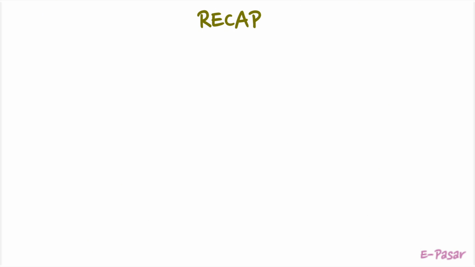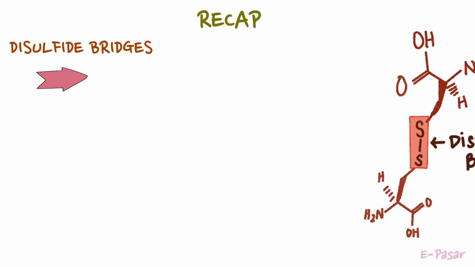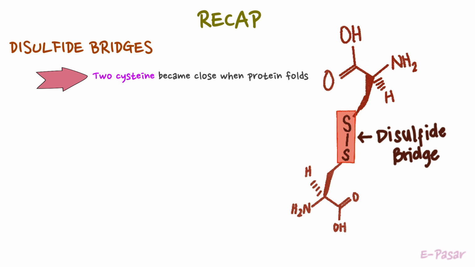Now, let us head over to the disulfide bridges. As for this kind of interaction, two cysteine amino acid units may be brought close together as the protein molecule folds.